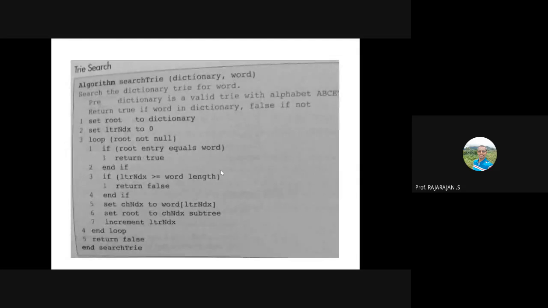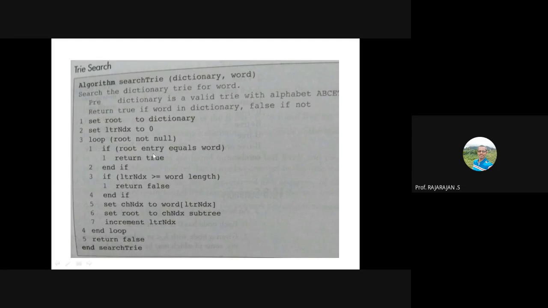There is only one algorithm available for this topic, which is search. So the search is very much like how we did. We start with the root, and if the root is not null, then we proceed to the next level. And in case you reach the actual word that you searched for, that is, if root entry equals the word, then your search ends there.